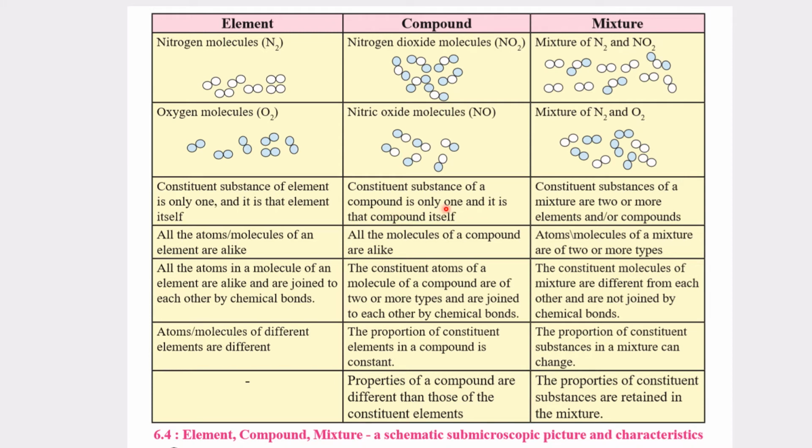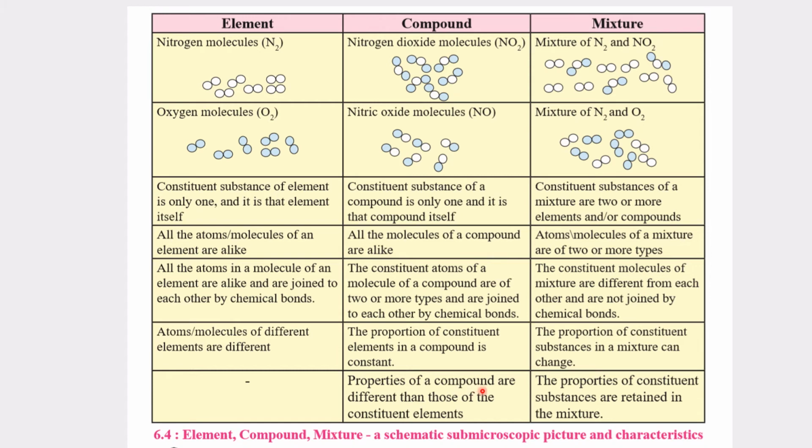The constituent substance of a compound is only one, and it is that compound itself. All the molecules of a compound are alike, similar. The constituent atoms of a molecule of a compound are of two or more types and are joined to each other by chemical bonds. The proportion of constituent elements in a compound is constant.